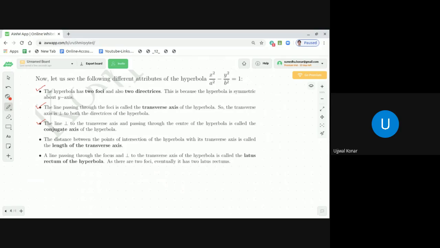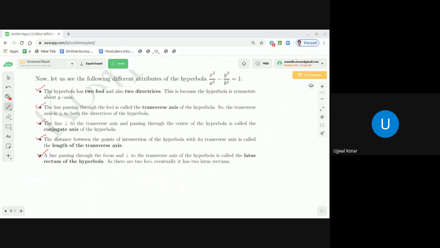The distance between the points of intersection of the hyperbola with its transverse axis is called the length of the transverse axis. A line passing through the focus and perpendicular to the transverse axis of the hyperbola is called the latus rectum of the hyperbola. Now, as there are two foci, eventually there are two latus rectums. Correct, dear students? So these are the different attributes of a hyperbola.